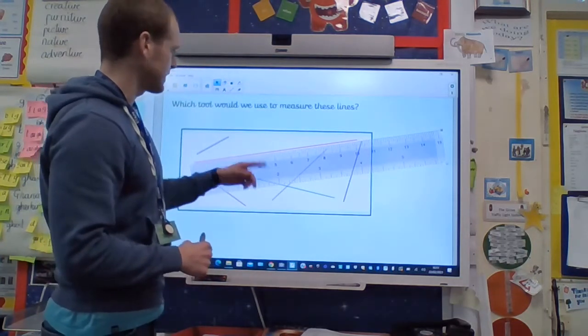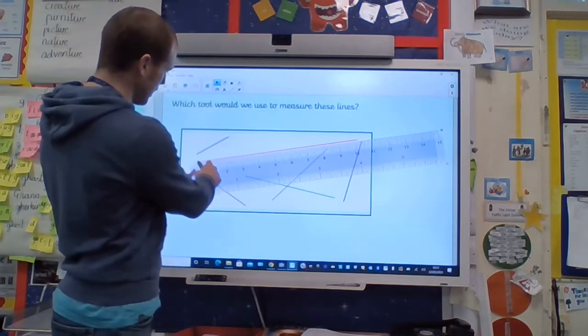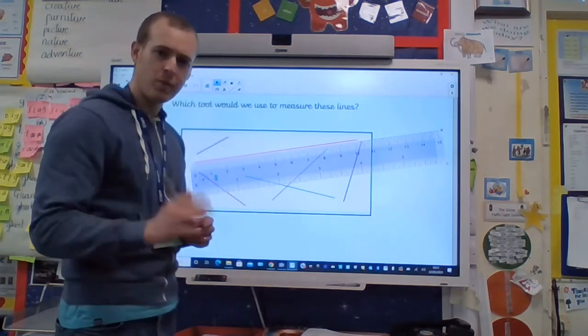Again, my ruler is measuring in centimetres, and remember, in between each centimetre, this big jump, there are 10 little lines. Can you remember what they're called?